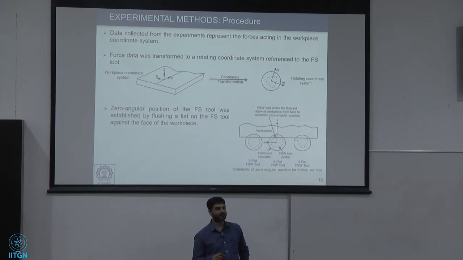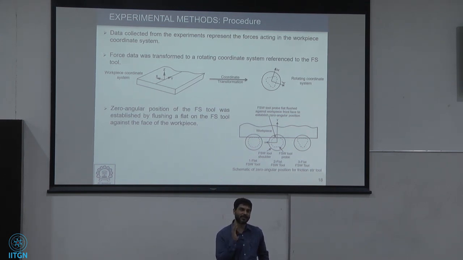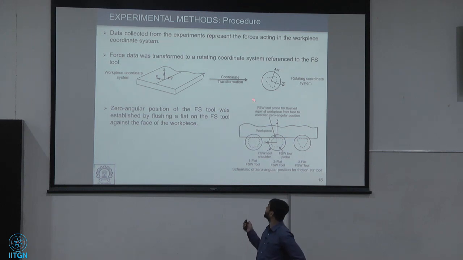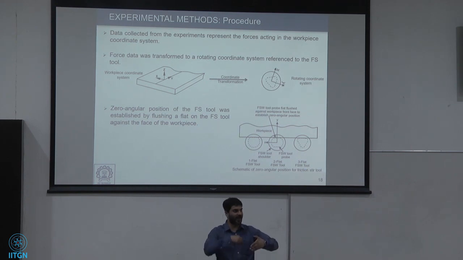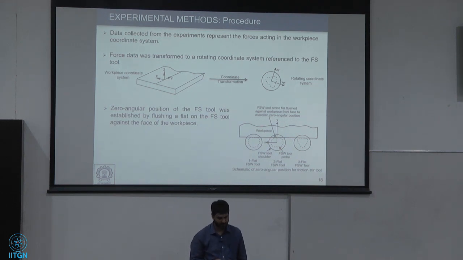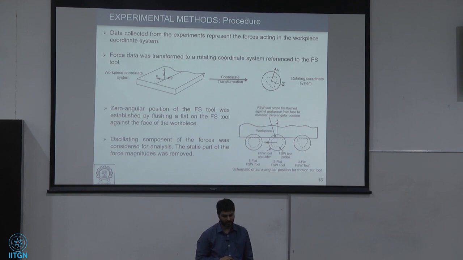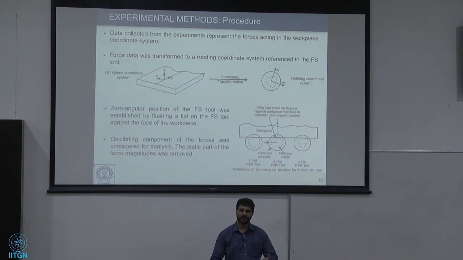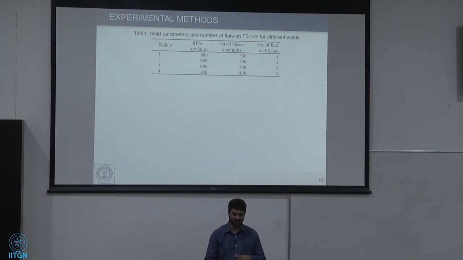One thing to be kept in mind, we were performing experiments with tools with different numbers of flats on them, and therefore the 0 degree had to be established. So for each tool, one particular flat was designated as the initial flat, and that was butted against the lateral surface of the plate to establish the 0 plane of the tool itself. Finally, the oscillating component of the forces was considered for analysis, because that gives us the information about the periodic nature of the material movement.